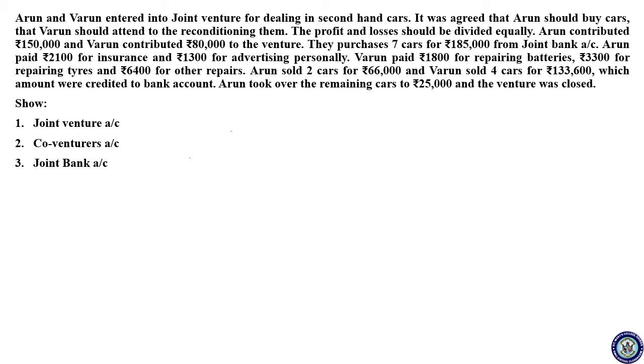Arun took over remaining cars, means that is personal. Here, in the previous sentence, Arun and Varun sold the cars, but the amount has been credited to the bank account, means they have sold it, the amount has been put to the company's bank account, the venture's bank account. But the last sentence says that Arun took over the remaining cars, means a personal. So when he takes the car, Arun's account is to be debited because Arun is the receiver, right? He is going to receive the car, but it is like a sale, means income. The venture will get income, right?